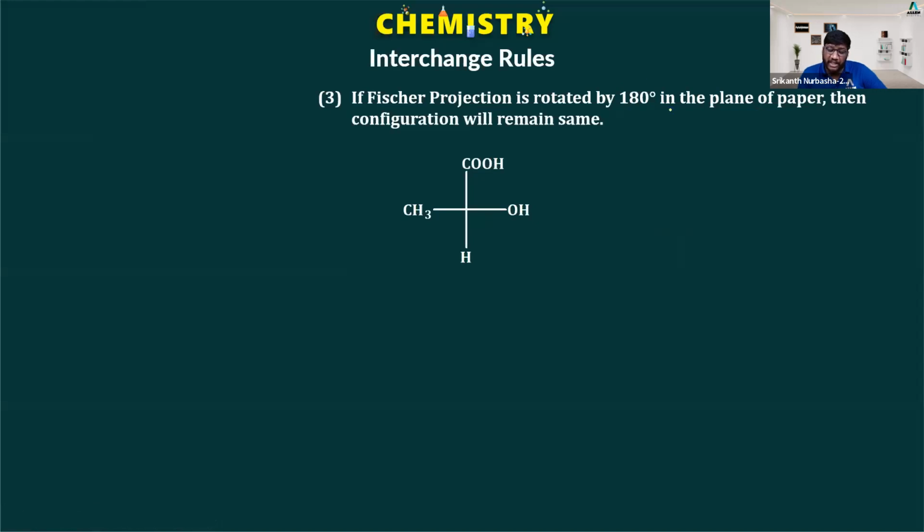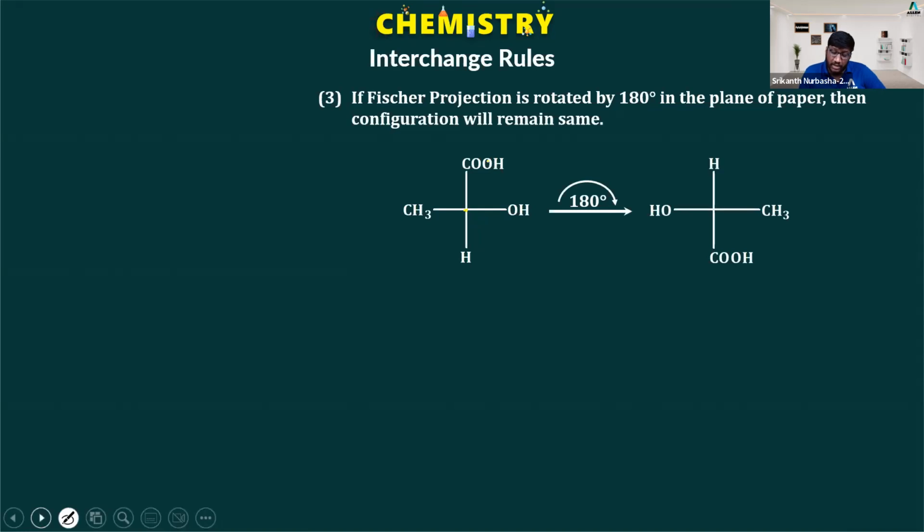If Fisher position is rotated by 180 degree in the plane of paper, then configuration will remain same. 180 degree rotation means, with respect to this carbon, you have rotated completely. That means whatever the group which is above now, it becomes below. CH3 which is on the left side, that becomes on the right side. So if you rotate 180 degree, the COH will become down, H will go up, OH will be coming to this position, CH3 will be changing the position. So whenever you rotate by 180 degree, the molecule is going to have the same configuration. So configuration is not differed.